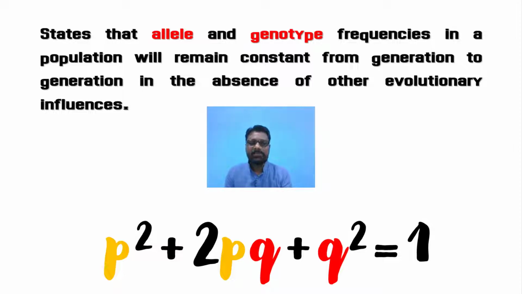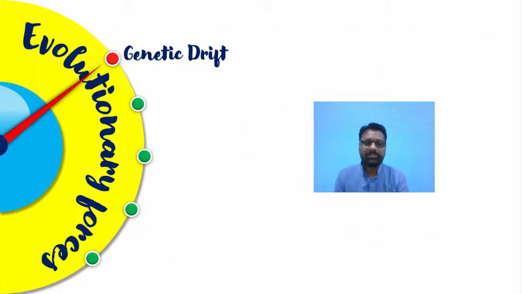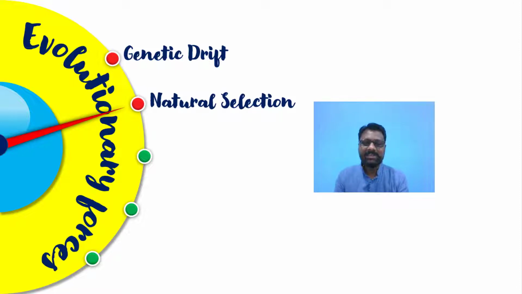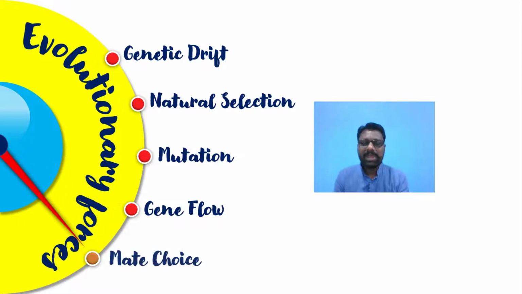Here, the evolutionary influences or evolutionary forces are in general considered as: 1. Genetic drift, 2. Natural selection, 3. Mutation, 4. Gene flow, 5. Mate choice. So these are the 5 evolutionary forces which have the ability to disturb the Hardy-Weinberg equilibrium. In the absence of these 5 influences, allele and genotype frequencies in a population definitely remain constant from generation to generation.